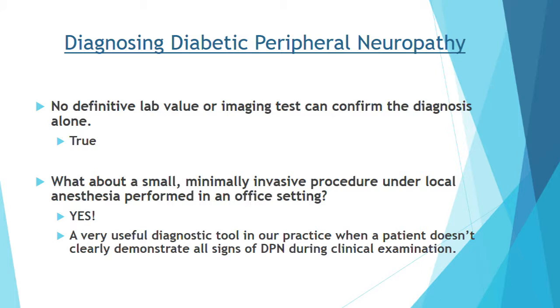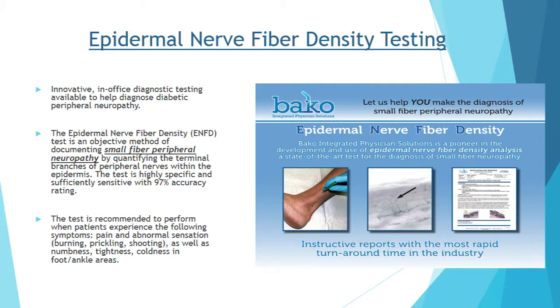So what is that? It's an innovative in-office diagnostic test available to help diagnose diabetic peripheral neuropathy. What we do is we numb the skin approximately 11 centimeters proximal to the outside of the ankle, and we take a little skin biopsy. What that tells us is whether a patient has small fiber peripheral neuropathy, which is mostly linked to the sensory neuropathy, so the pain, the numbness, the tingling, and the burning. We can readily and accurately help diagnose these conditions.